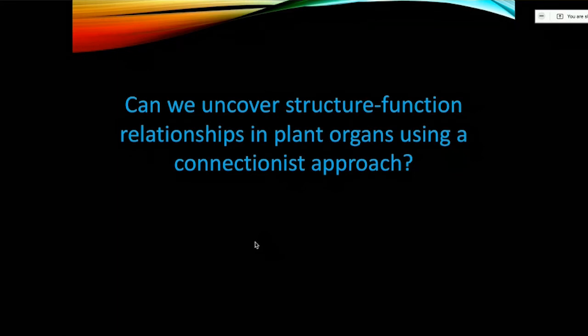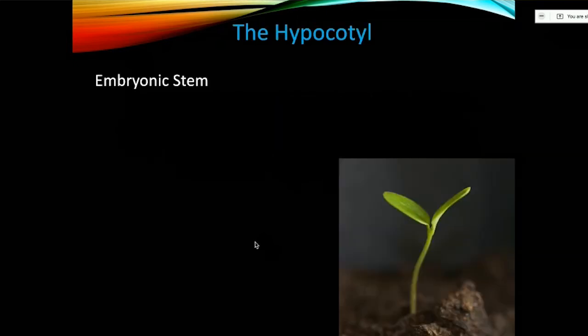So given that they were able to identify the function of individual neurons in C. elegans worms, that's only ever been done in the nervous system, we asked the question whether you can do this in a plant. So can we uncover structure-function relationships in plant organs using a connectionist approach? By mapping the connectivity of cells in a tissue, can we predict the function of individual cells within a tissue?